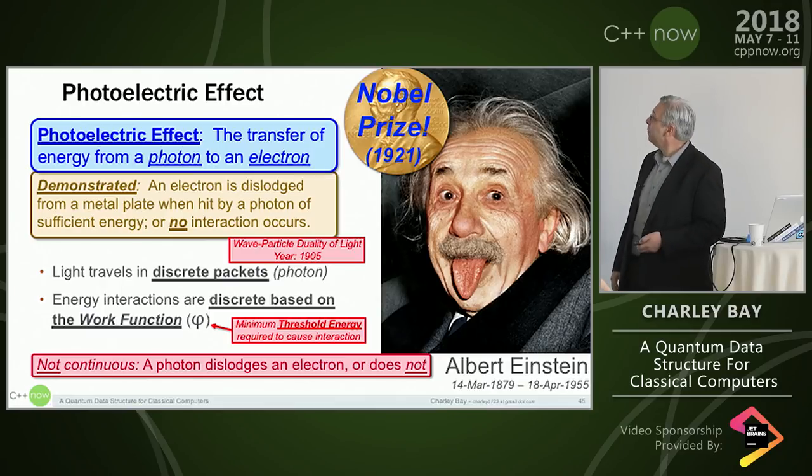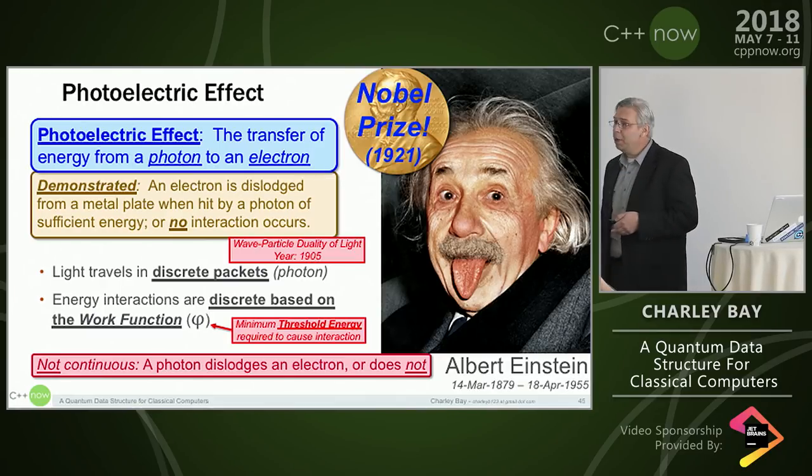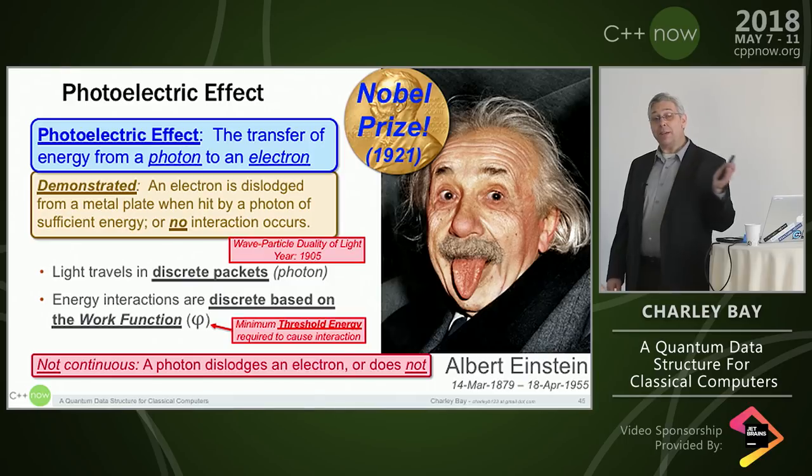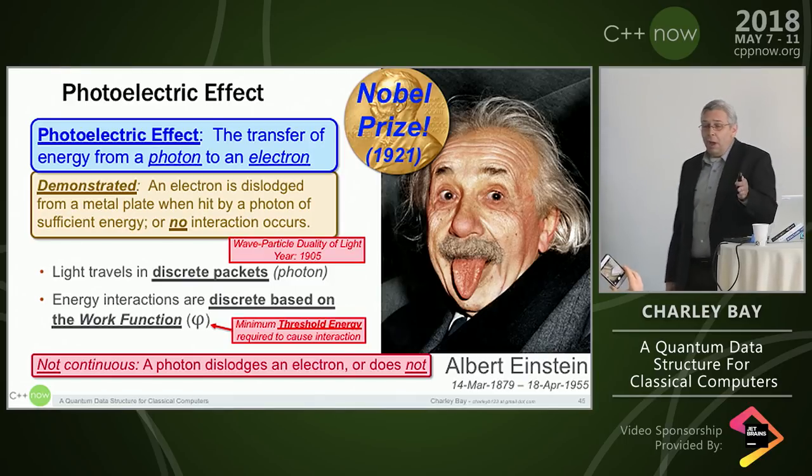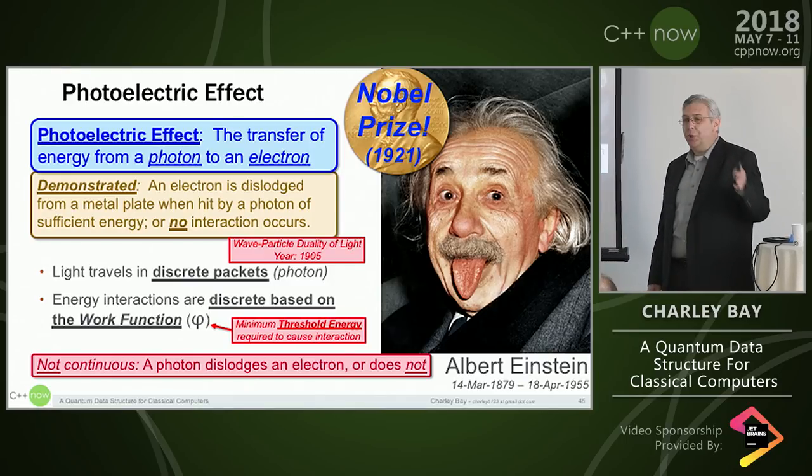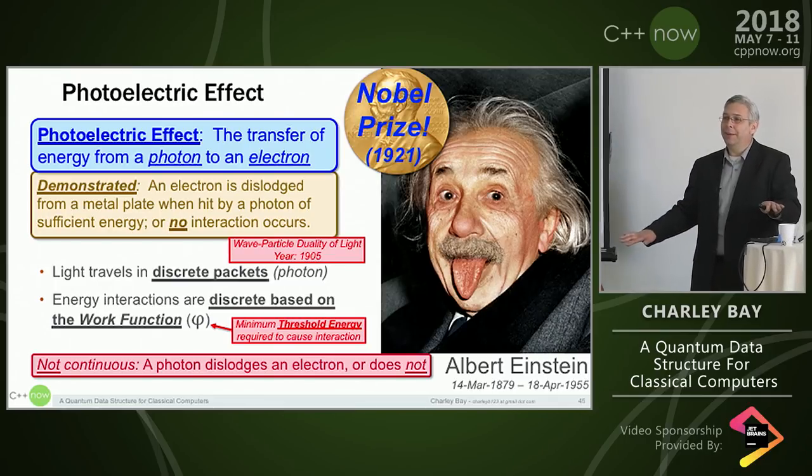Here's a guy, did a thing, Nobel Prize in 21, but the photoelectric effect. It's not continuous. An electron will dislodge, or a photon will dislodge an electron, or not.